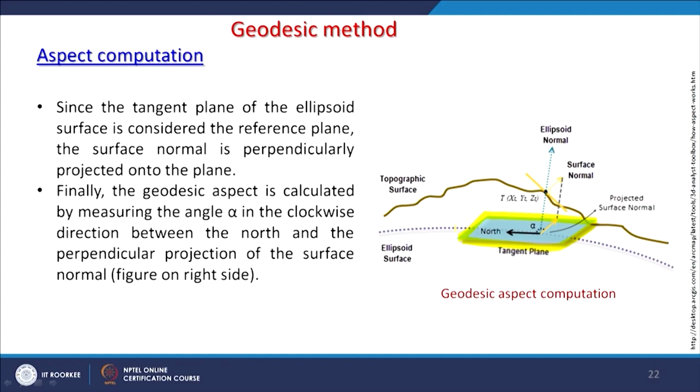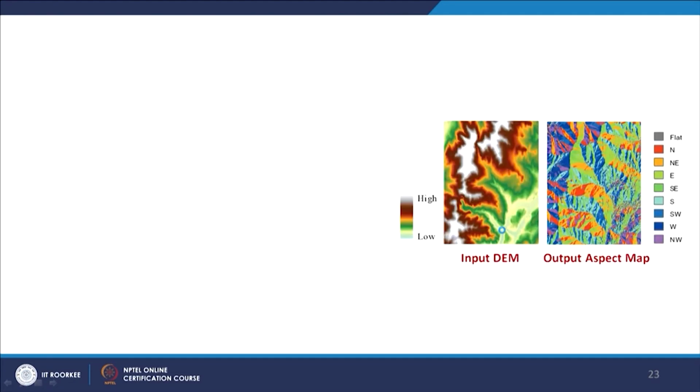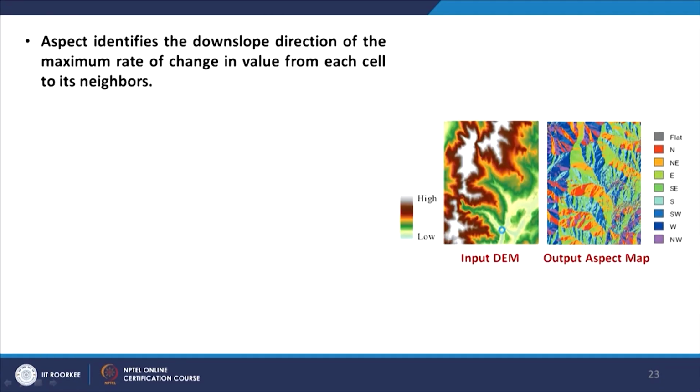Again we are coming to that point where the aspect is always measured in the horizontal plane. So this surface normal is perpendicularly projected onto a plane, and finally the geodesic aspect is calculated, measured as the angle alpha in the clockwise direction between north and the perpendicularly projected normal. So if it is towards west, then this angle will be calculated. Now, let us see some examples here.